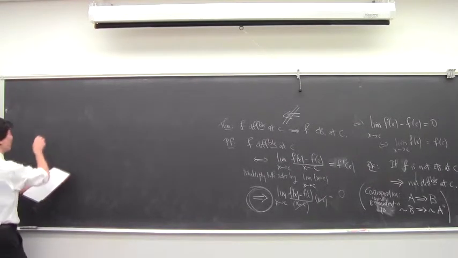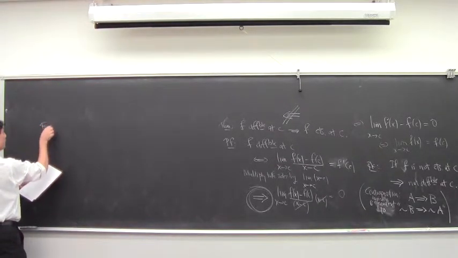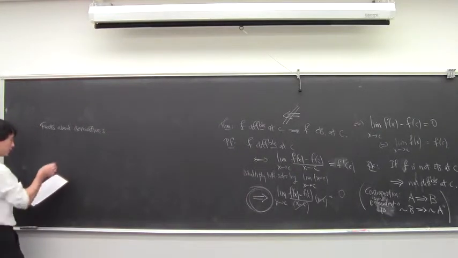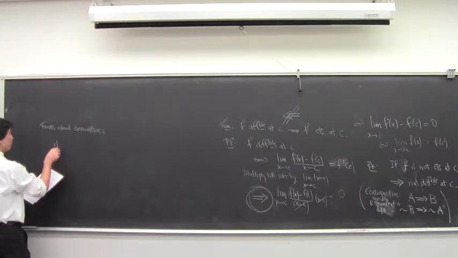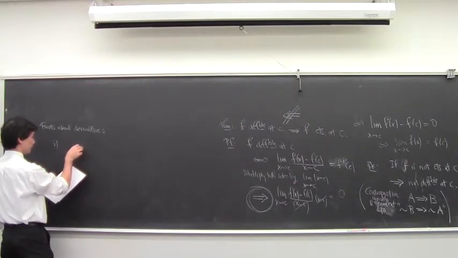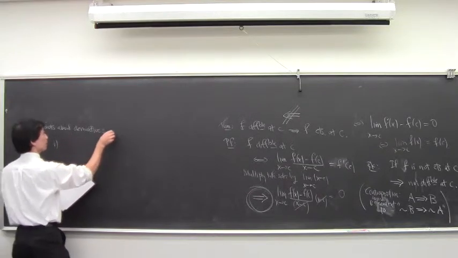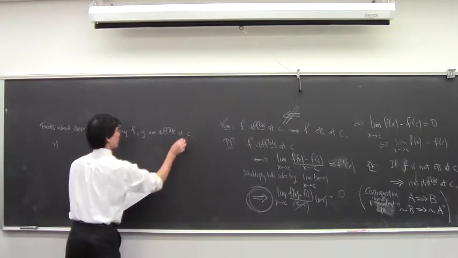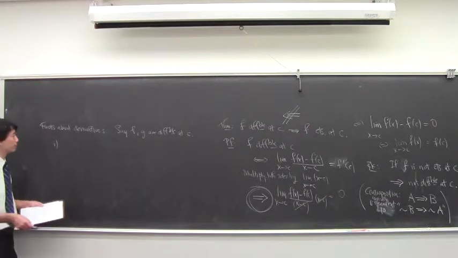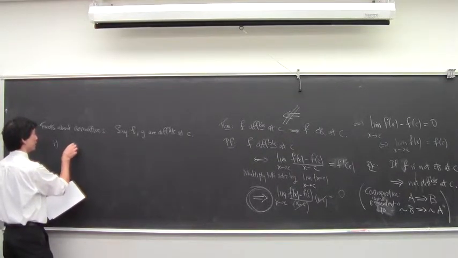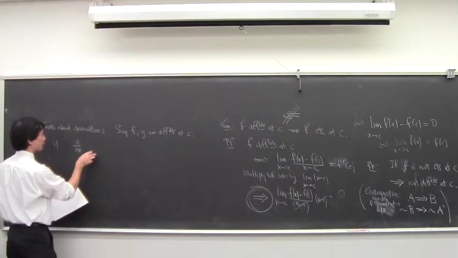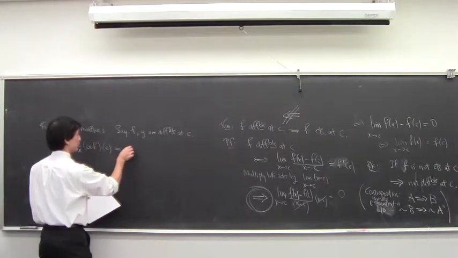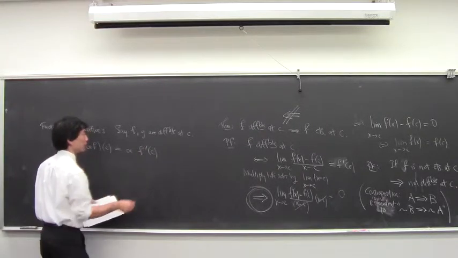Okay. So other facts about derivatives. The ones that are going to be useful are the following. Let's say that f and g are differentiable at c. So you have two functions and they're differentiable at a point. The first thing I'm going to notice is that the derivative of some number times f at c is the same thing as that number times the derivative of the function at c.